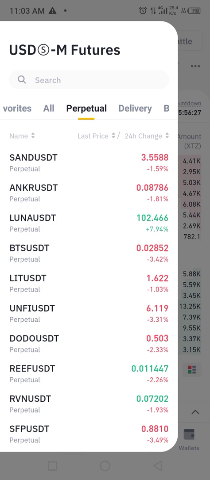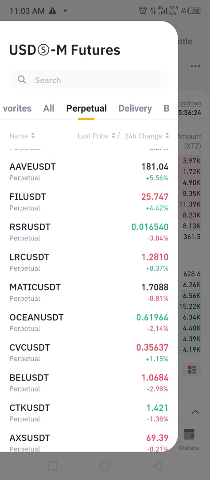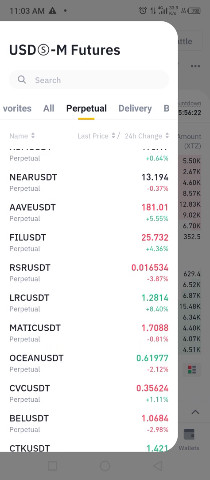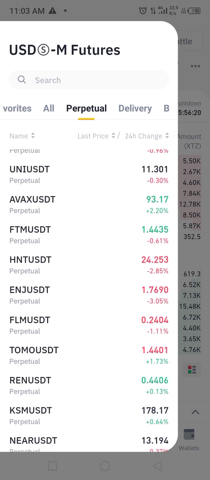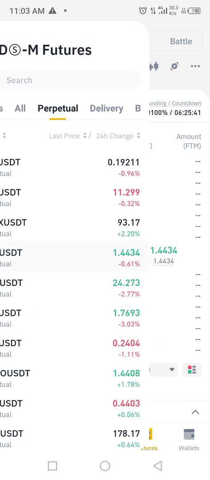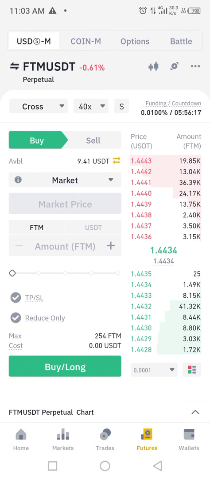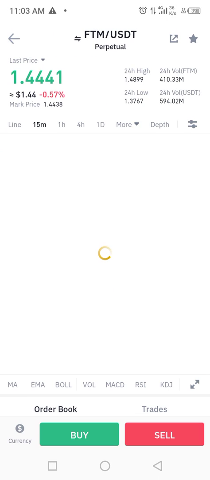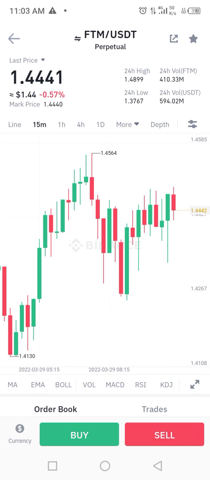Let me select any crypto that you want to analyze. For example, when you look at FTM/USDT, on the right-hand side of the futures, you will see the chart symbol. Click on chart. You understand, it will open a chart of Phantom USDT for you.